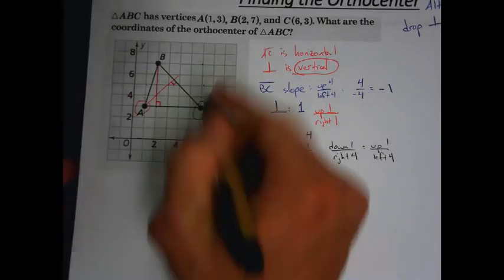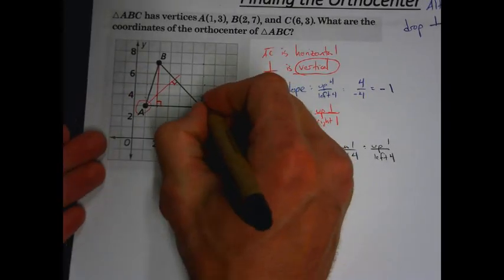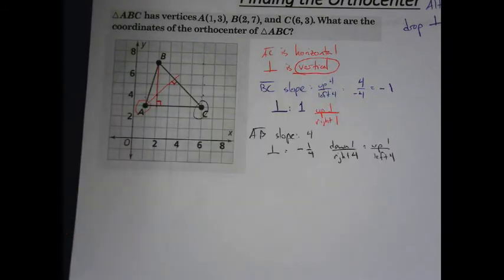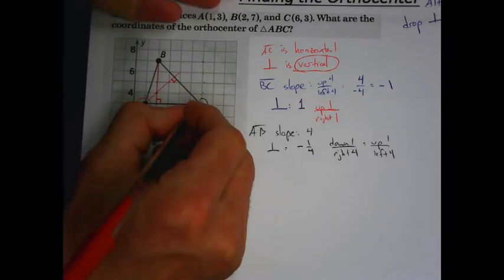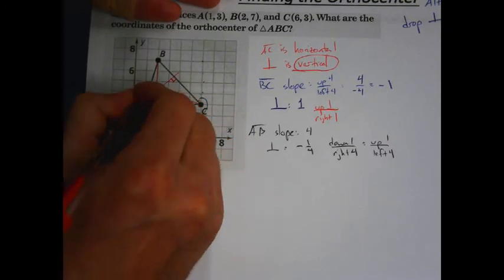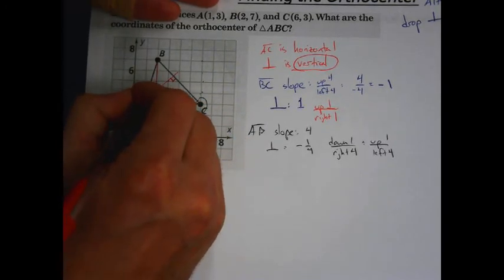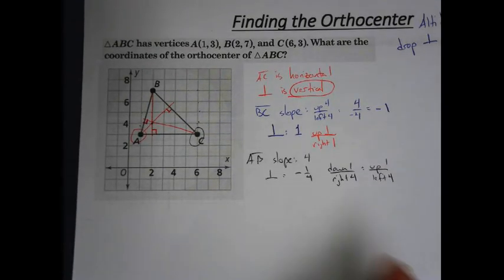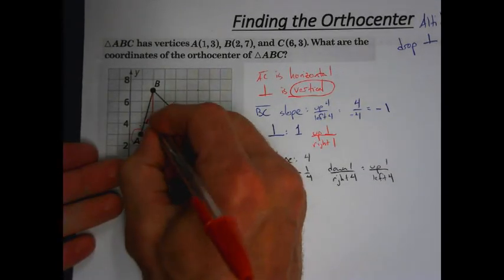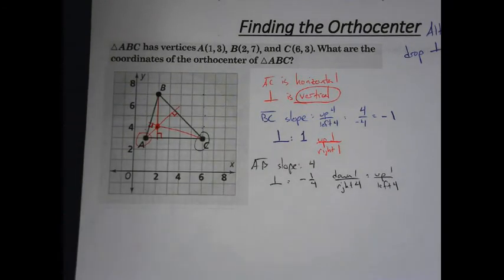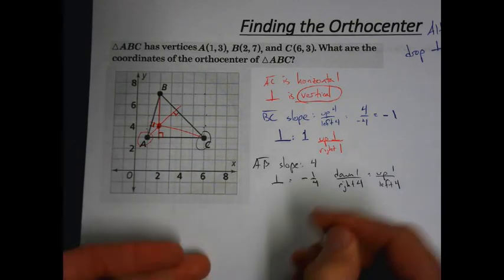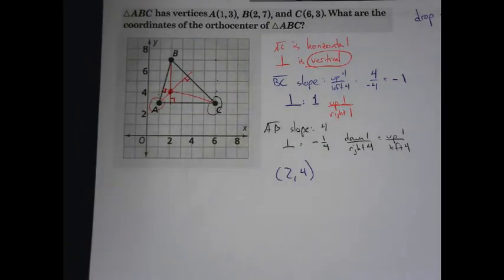So from vertex C, check it out. We're going to go up 1 and left, 1, 2, 3, money, right? And there's our altitude from C. So the whole deal is, didn't even cross that. Can you count? And now we can clearly see that the orthocenter is right here. There is our orthocenter. And the question is, where in the world is that? That is at the coordinates 2, 4.